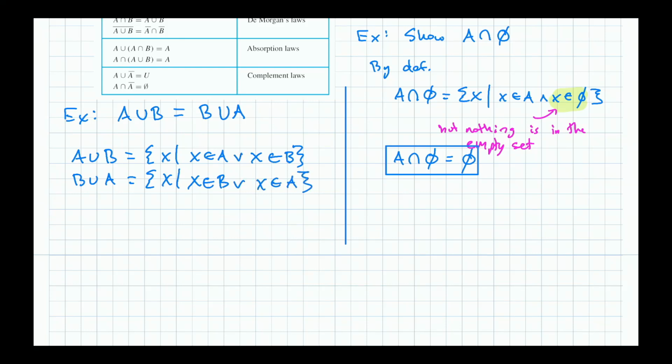But then, of course, from logic the order doesn't actually matter, right? Between an or, like A or B, B or A, it doesn't matter which is which. So those are going to be exactly the same sets. So same sets.